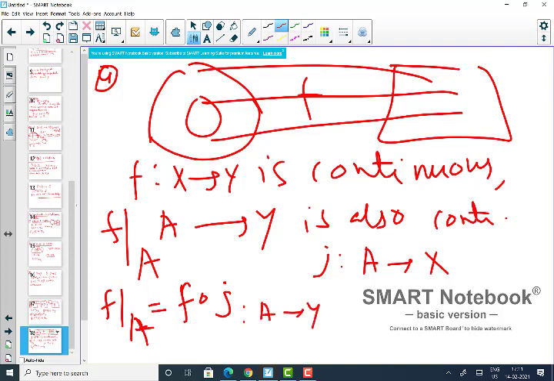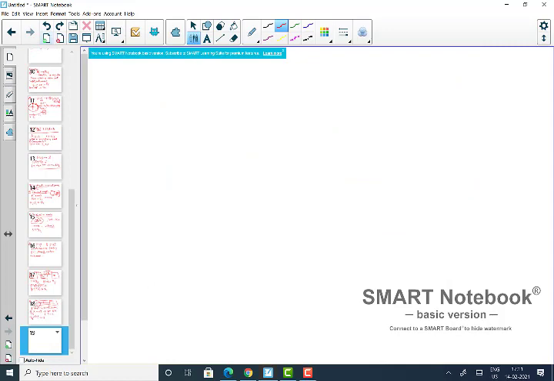And obviously, J is continuous, F is continuous, and we just proved that the composition of two continuous maps is continuous. So this composition is also continuous. These are simple proofs. Okay, clear. So number five, obviously, you can restrict.